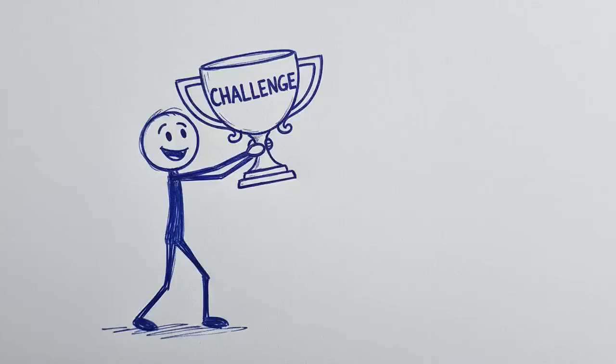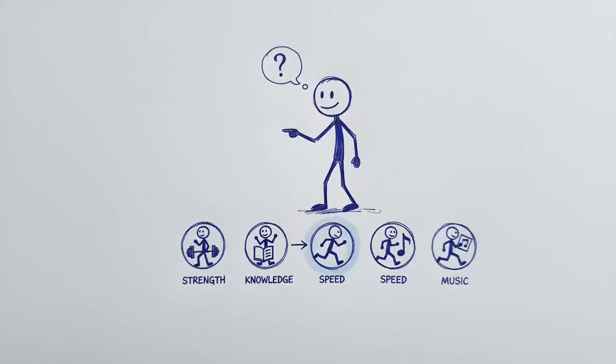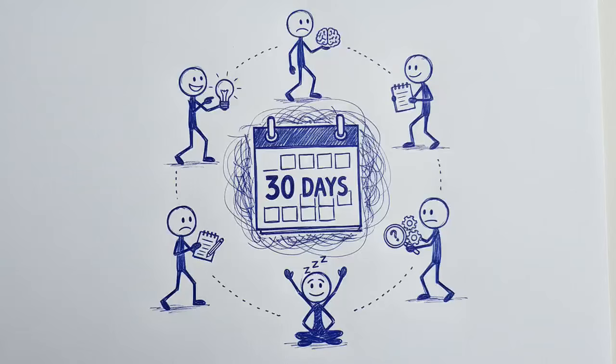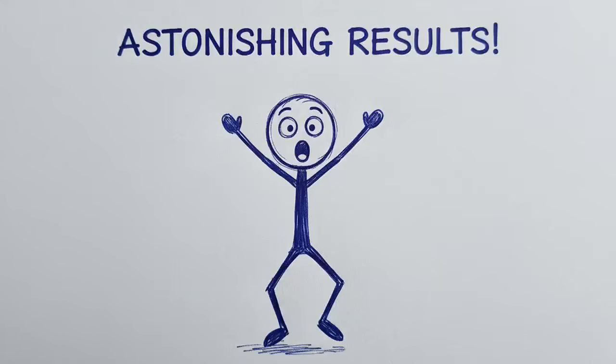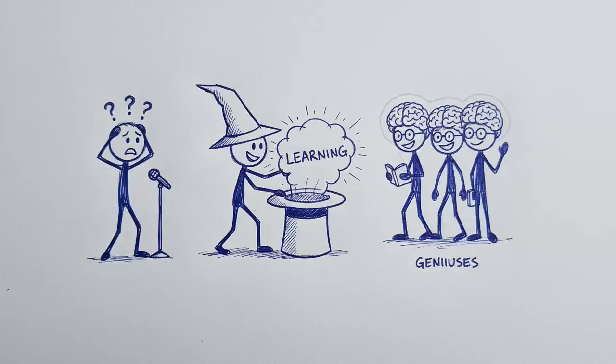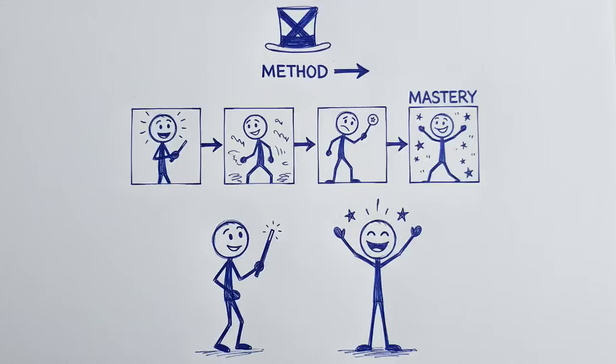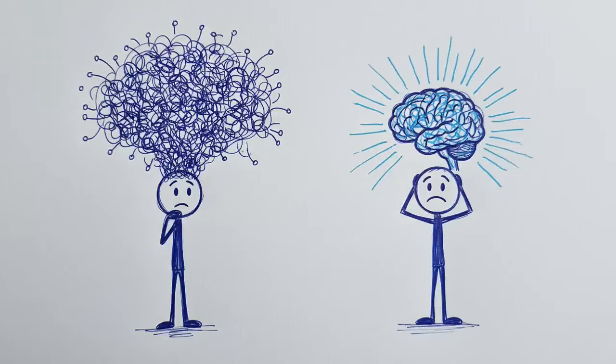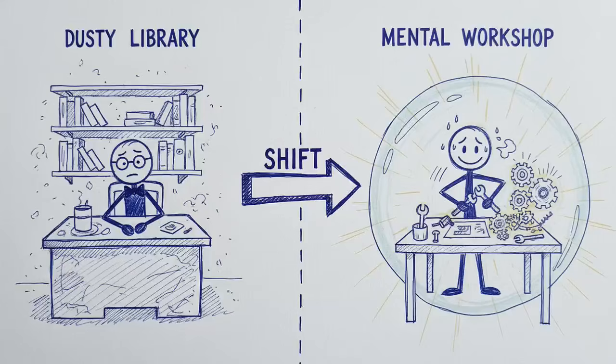So here is my challenge to you. Pick one skill, just one. Apply this method for 30 days. You will be absolutely astonished at the results. The great illusion of learning is that it is a mysterious gift reserved for a few chosen geniuses. But the truth is that mastery is a method, not magic. We have seen that the process is not about how much you know, but how well you connect what you know. It is about shifting your mindset from a passive librarian to an active builder in your own mental workshop.